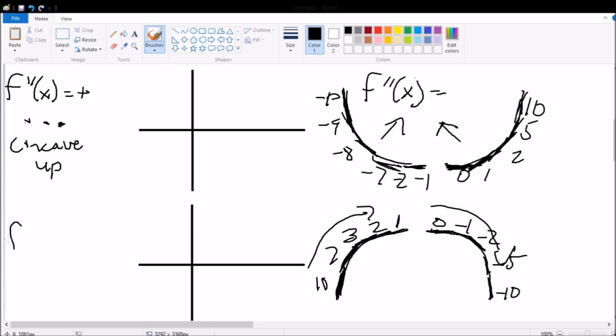So what we conclude from this is that if f double prime of x is negative, then your graph is going to be concave down, which is relatively easy to remember, because if it's positive, concave up, negative, concave down.